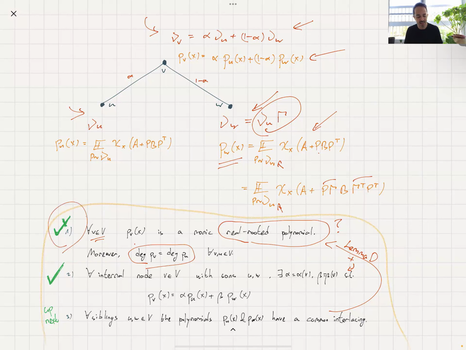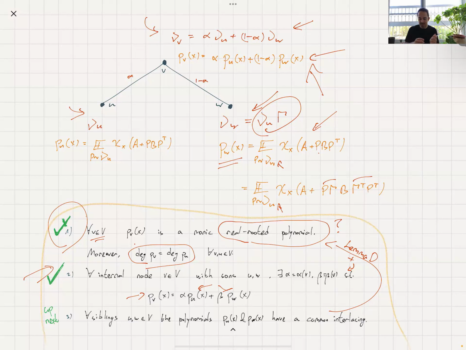So, for one, we got maybe 50%, probably less. 0.2 is fine. For 0.2, we wanted that the polynomial attached to an internal node is a convex combination of the polynomials of the children. That's fine. That's this thing. And the third thing, which actually is going to imply what's missing in the fourth point, is that for every 2 siblings, the corresponding polynomials have a common interlacing.